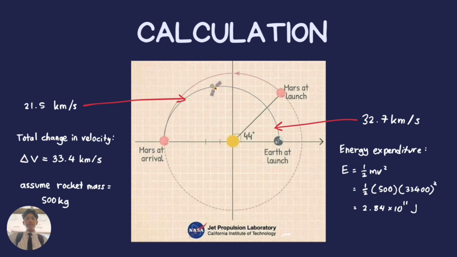Retro rockets adjust the speed to match Mars's orbital velocity. The total change in velocity for the round trip is 33.4 km per second, requiring an energy expenditure of 2.84 times 10 to the power of 11 joules.